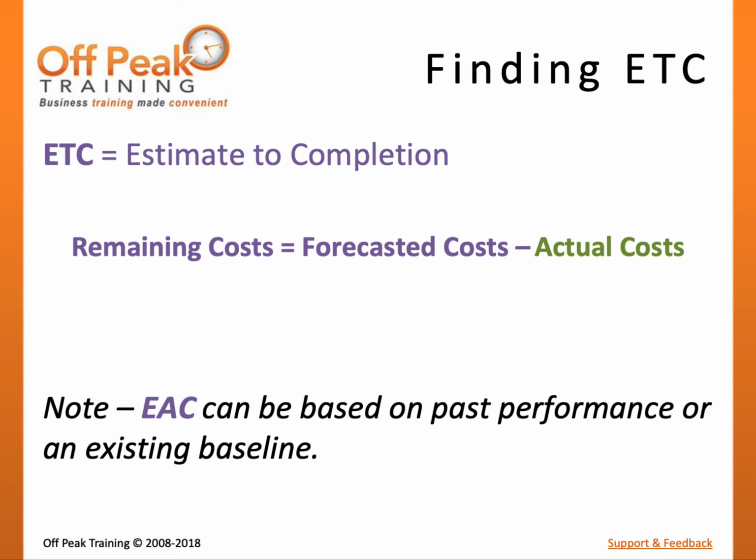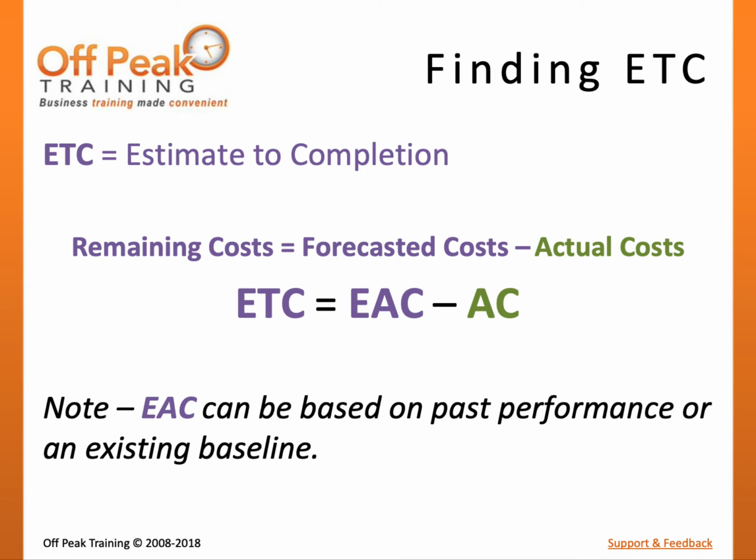Estimate to completion, or ETC, is an estimated cost of work that is remaining. Once the estimate at completion, or EAC, has been established, it is easy to find the ETC. Since EAC represents the forecasted cost of all project work, we can find the ETC by simply subtracting our actual costs from the EAC. Simply put, we can say that the forecasted remaining costs is equal to all of the forecasted costs minus the actual costs to date.